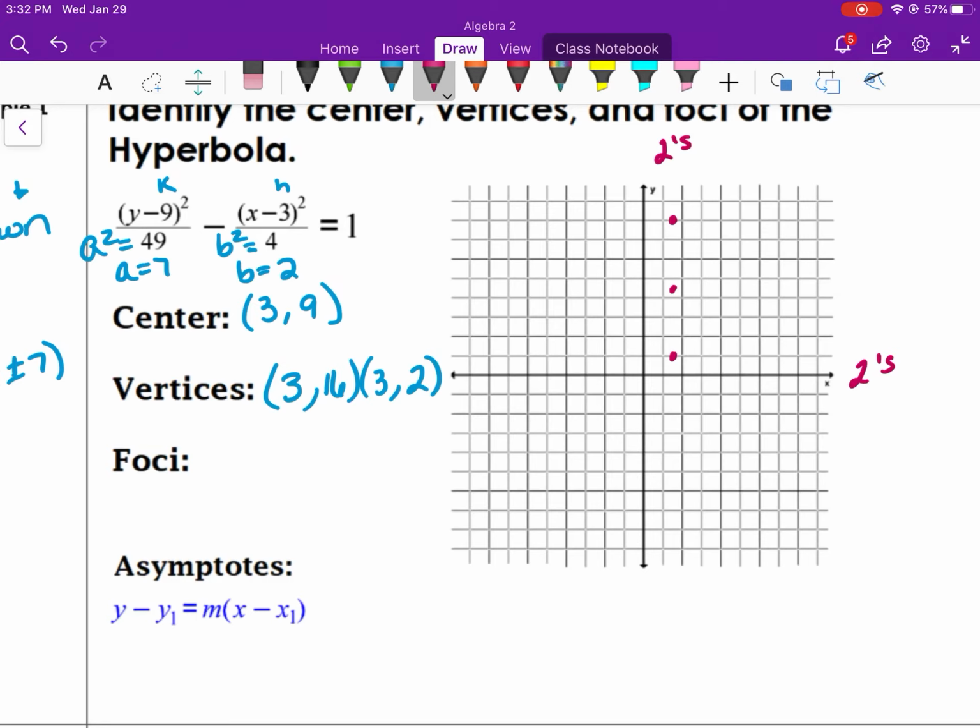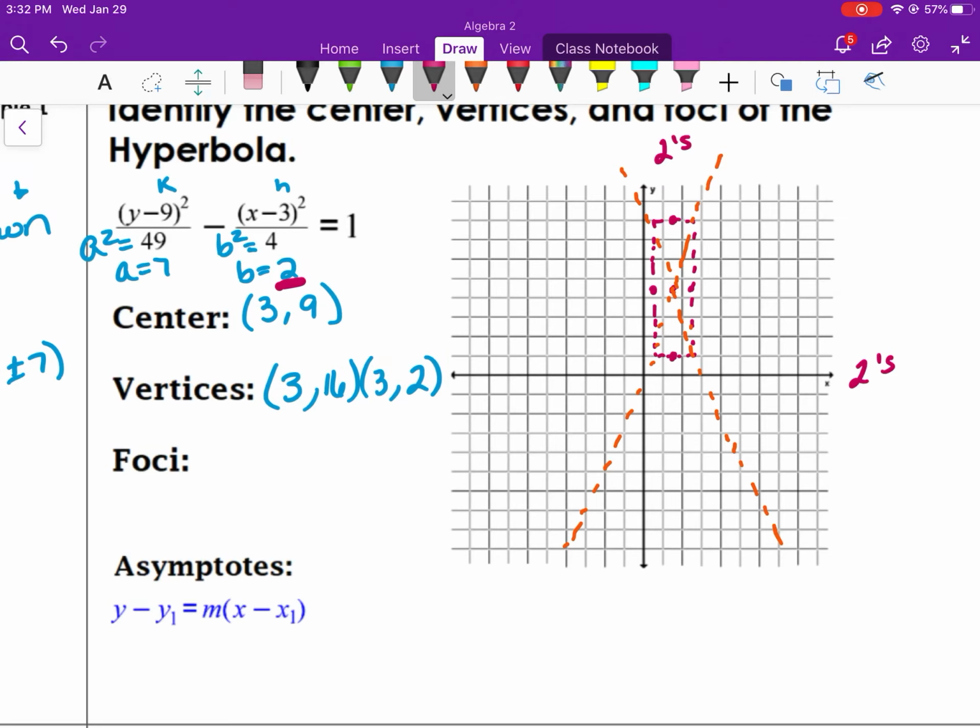Now I need to graph my other 2 points to make the box. So I'm going to use the b value of b equals 2. So from your center, you're going to go right 2 and left 2, and then use those 4 dots to make a box, because you need the box to make your asymptotes. Make sure your asymptote goes through your center and then the corner of your boxes. Through the center and through the corner of the box. So then you can draw your hyperbola.